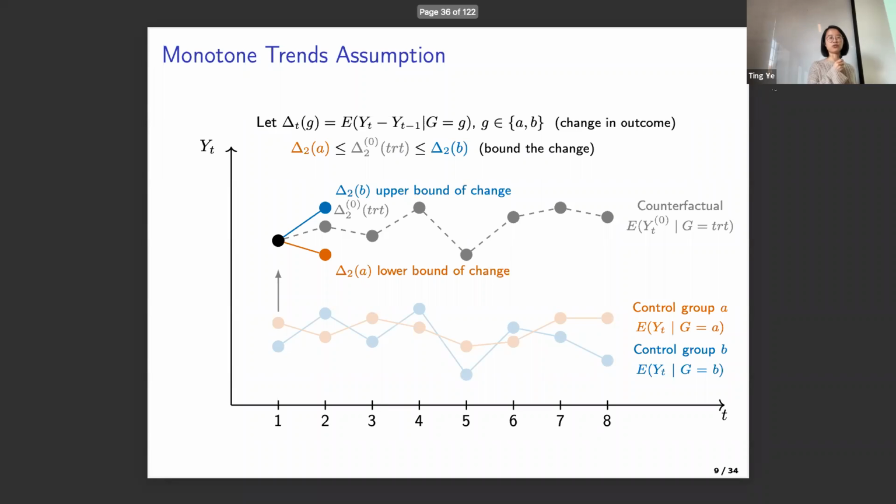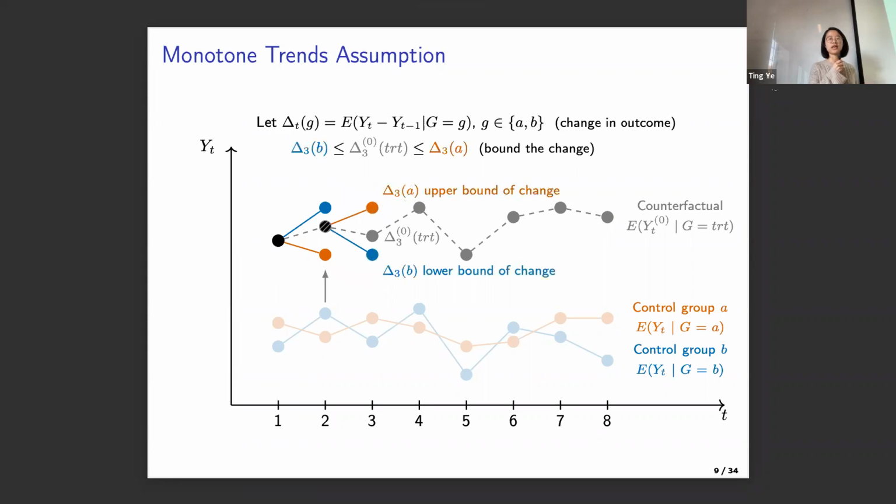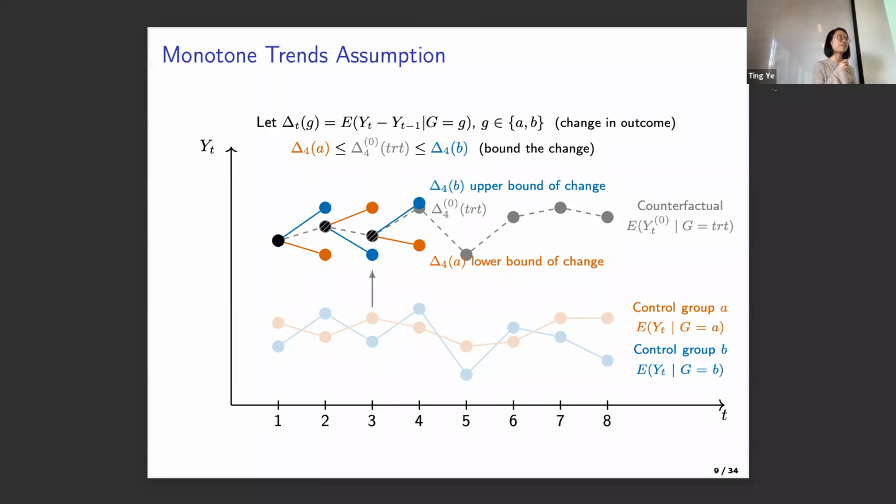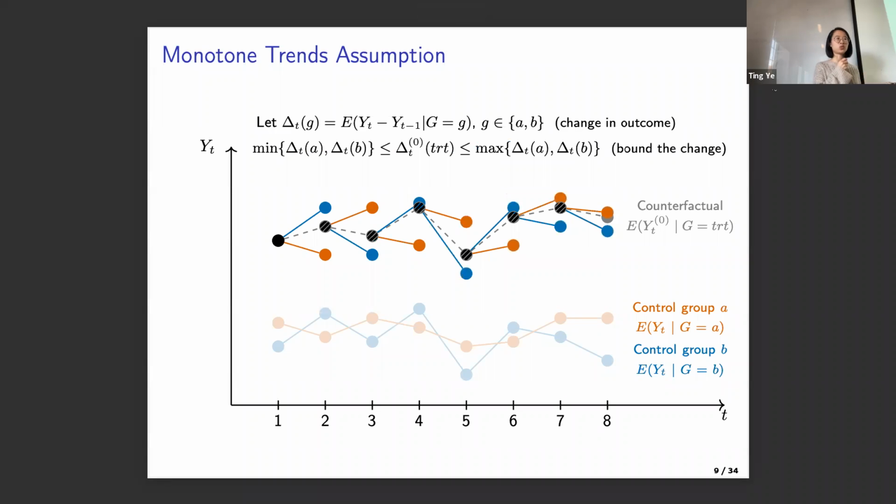So the monotone trend assumption says that the change in outcome for these 2 control groups will bound the change in outcome for the treated group. Specifically in this case, delta 2b provides the upper bound and delta 2a provides the lower bound. And this needs to hold for every 2 adjacent time points, but which group provides the upper bound and which provides the lower bound is allowed to switch over time. So in summary, the monotone trend assumption is stated as this: the minimum of these adjacent time points' changes in outcome for the 2 control groups provides the lower bound and the maximum provides the upper bound.